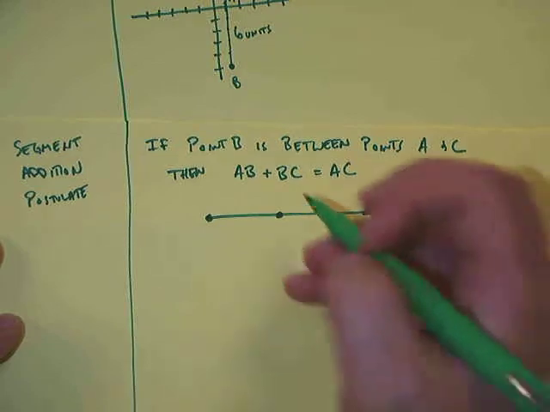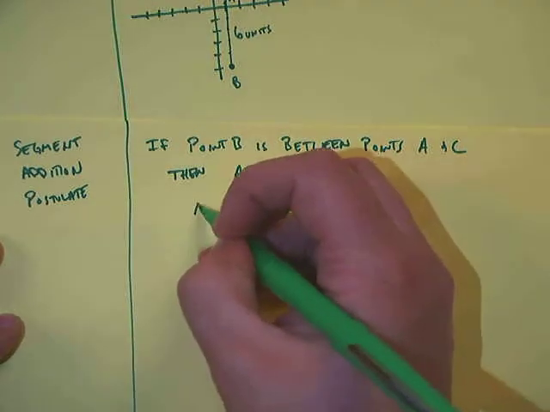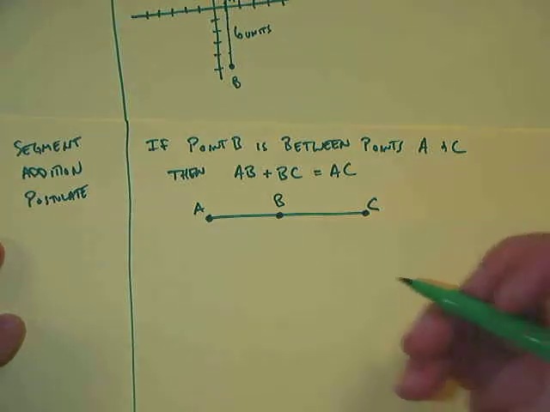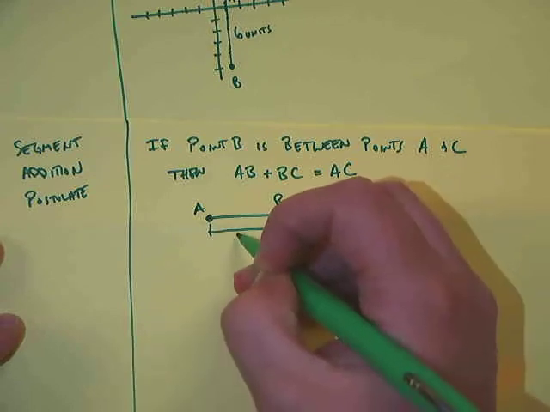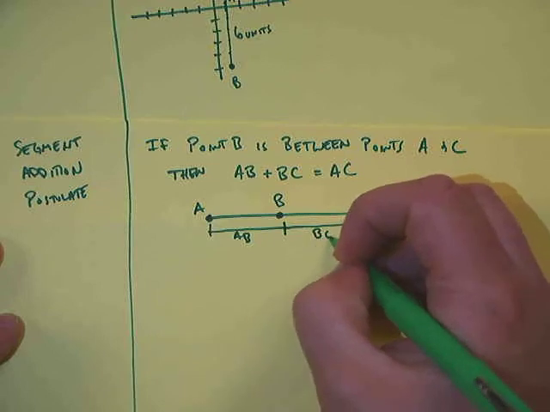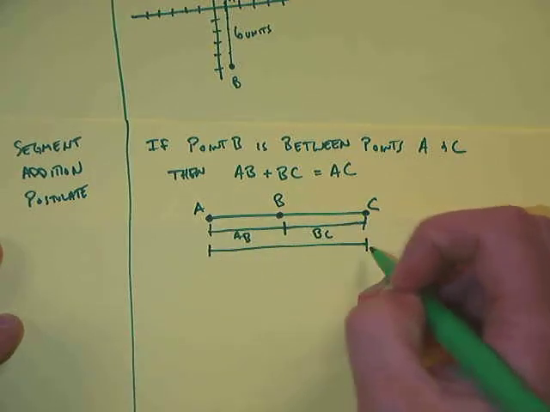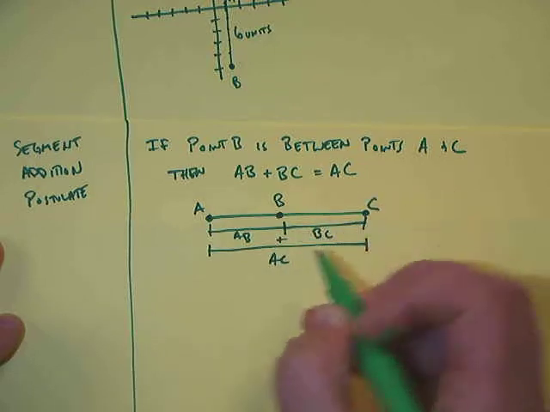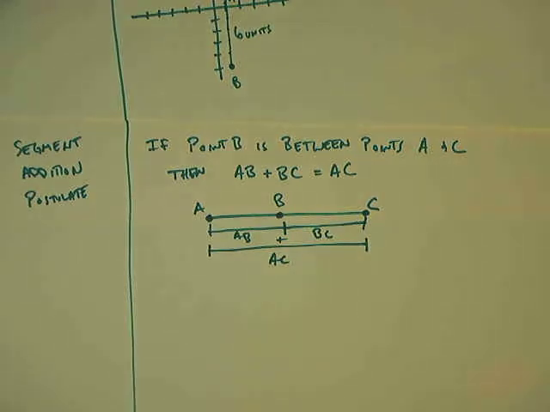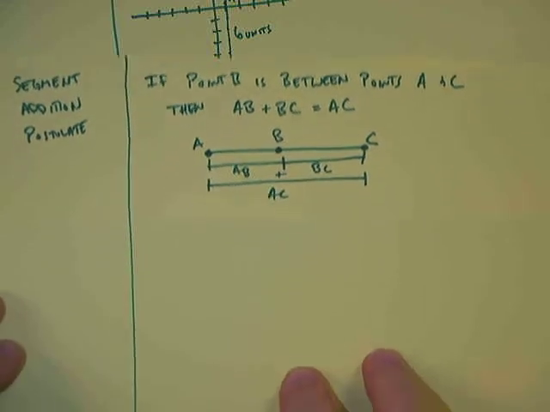And so the picture that we get with this is we've got this line segment with 3 points on it. We know that B is between the other two, so B must be in the middle, and A and C are on the ends. So the idea is that this length, AB, plus this other shorter length, BC, is equal to the entire thing, AC. So if I add these two little ones together, we get the whole thing. So that's the main idea of the segment addition postulate.